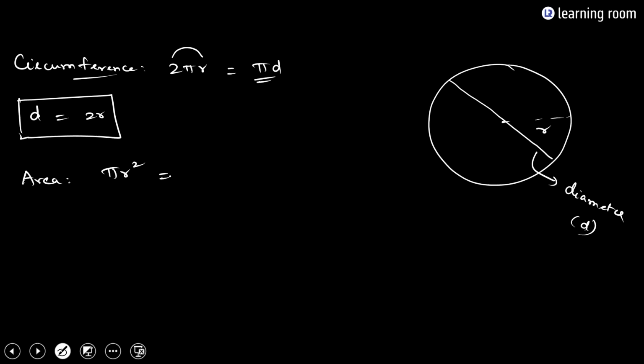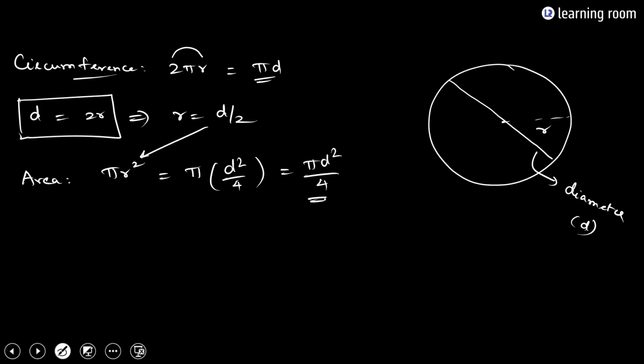From here, can I say r is equal to d by 2? So if I take r is equal to d by 2 and substitute it here, what am I going to get? I'll get pi into d square divided by 4. So pi d square divided by 4 is also another area formula that you can use.